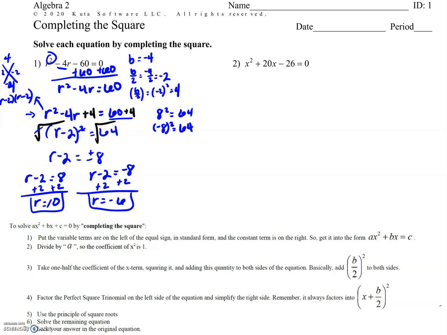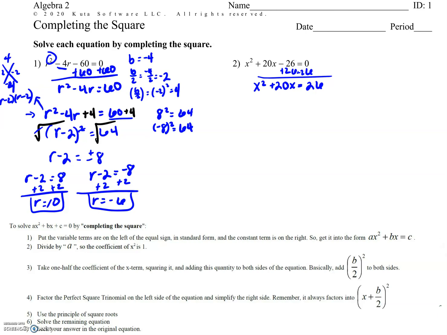Alright, so much like the first one, all of our terms or values are on the left hand side of the equal sign, so we're going to have to move that over and just leave our x squared and our x on the left hand side. So I'm going to add that 26 over, leaving me with x squared plus 20x equals 26.